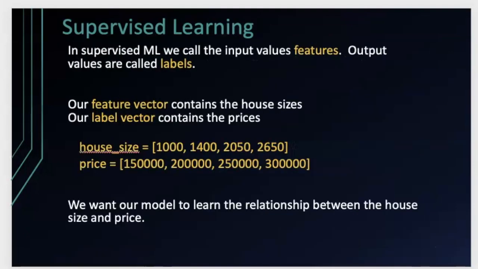So in machine learning, we call the input values the feature. In this case, the only feature of the house we've got recorded is the house size, and the output value is the price of the house. We'll call that the labels. So let's make some Python variables to keep track of our feature vector and our label vector. And we want our model to learn the relationship between the house size and the price.